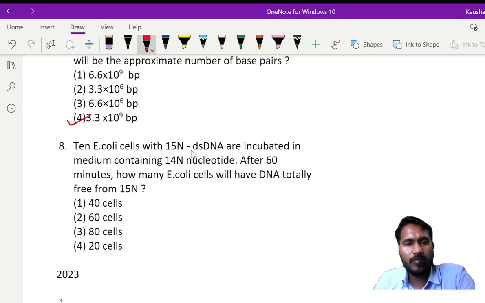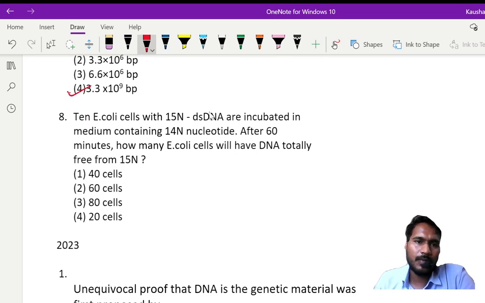Take 10 E. coli cells with 15N double-stranded DNA and incubate them in a medium containing 14N nucleotide. After 60 minutes, how many E. coli will have DNA totally free from 15N? You can try by yourself. I'm going to solve it here. Pause the video and try to find it.